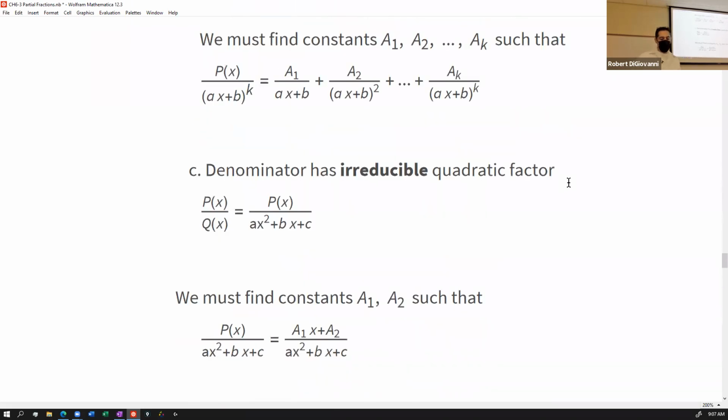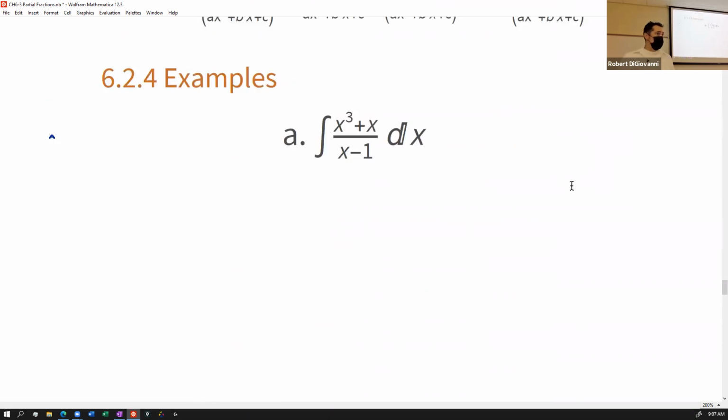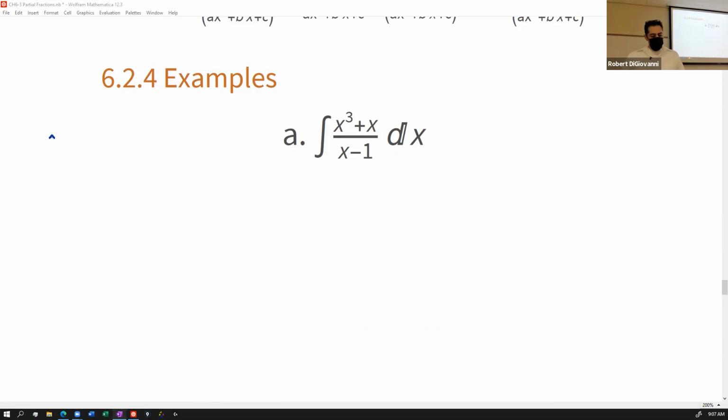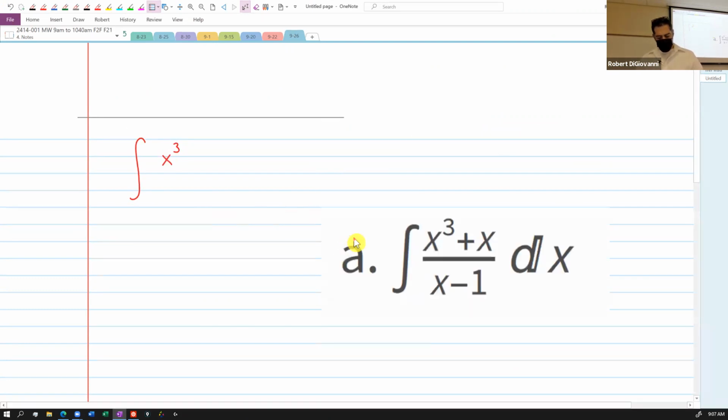Okay, so let's do something. Let's just start working these examples. I think that would be the best way for us to kind of get warmed up to this idea. So this first integral we're going to do, sorry, let me just paste it here. Oh, x cubed plus x over x minus 1 dx.